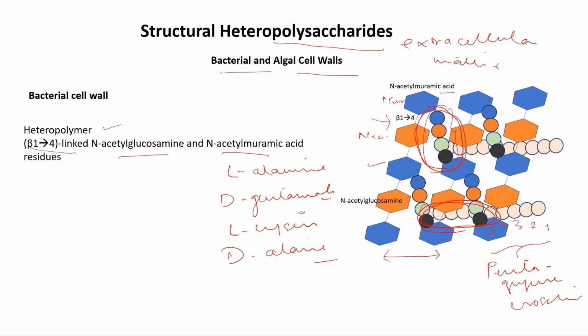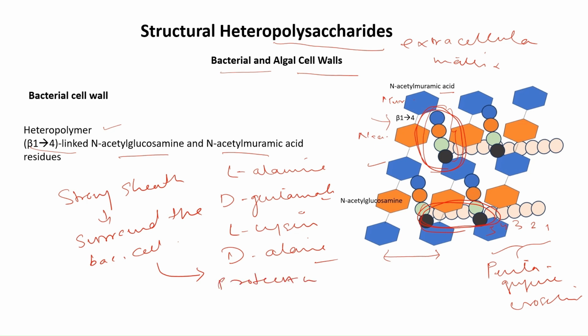So this whole heteropolymer, because of this excessive cross-linking, gives a very strong sheath which surrounds the bacterial cell. And what function do they play there? What role do they play there? Protection. Protection of the bacterial cells from osmosis and from other organisms. So this bacterial cell wall provides protection to the bacteria. Because of this cross-linking, they form a very strong sheath and surround the whole cell, because of which it provides protection to the bacterial cell from osmosis and other organisms.